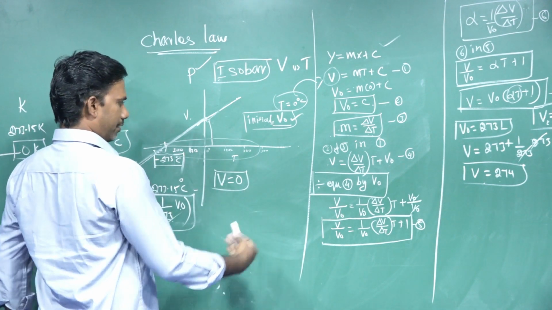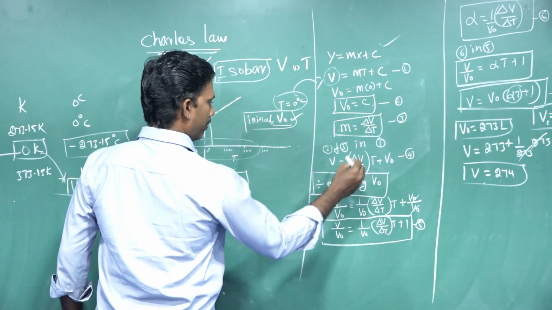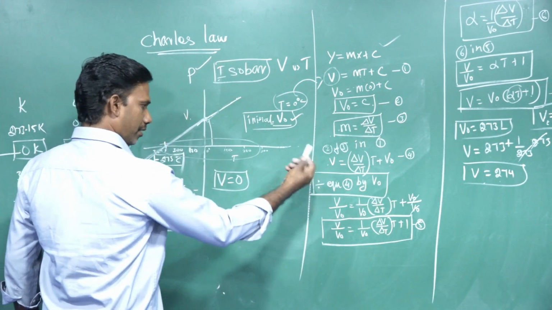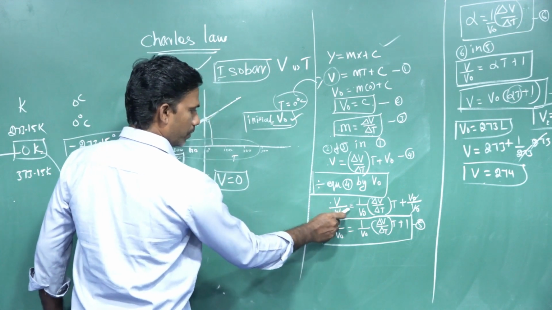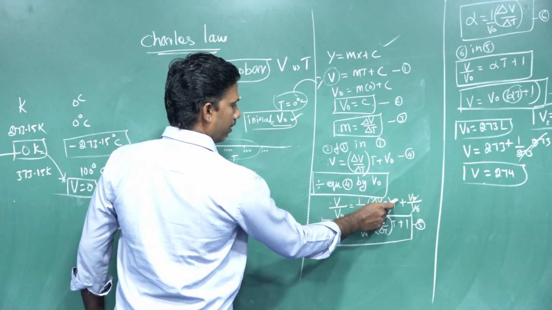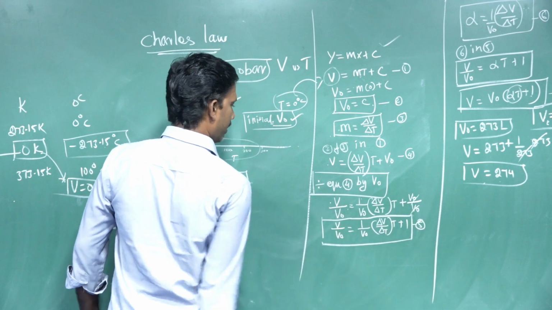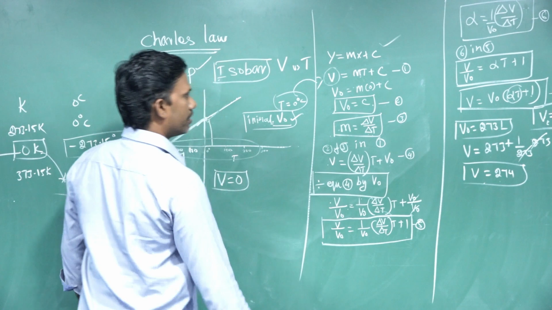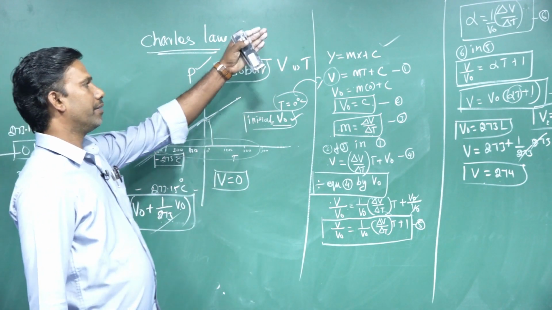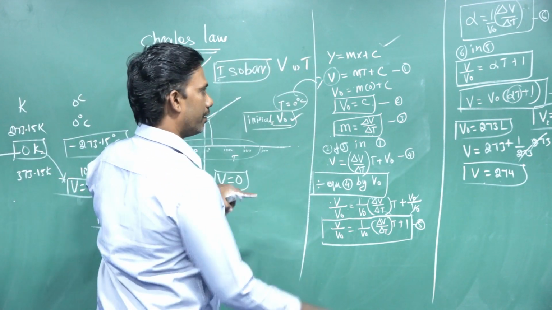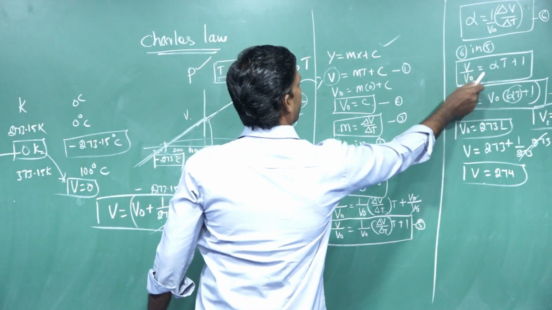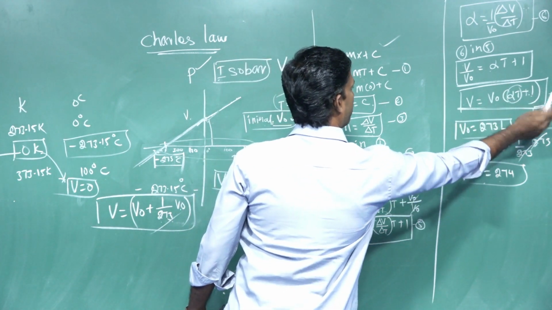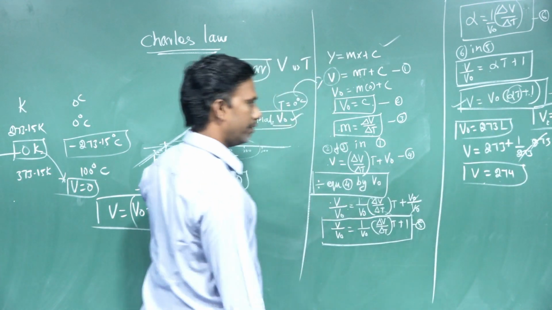For the mathematical derivation, I am dividing equation 4 by V0. V by V0 equal to 1 by V0 del V by del T, into T, plus V0 by V0, which cancels, and you get this equation. This is nothing but alpha. Alpha is the volume coefficient, given by 1 by V0 del V by del T. Substituting alpha here, V by V0 equals alpha T plus 1. Then V equal to V0 into alpha T plus 1. That's all. This is the mathematical derivation.